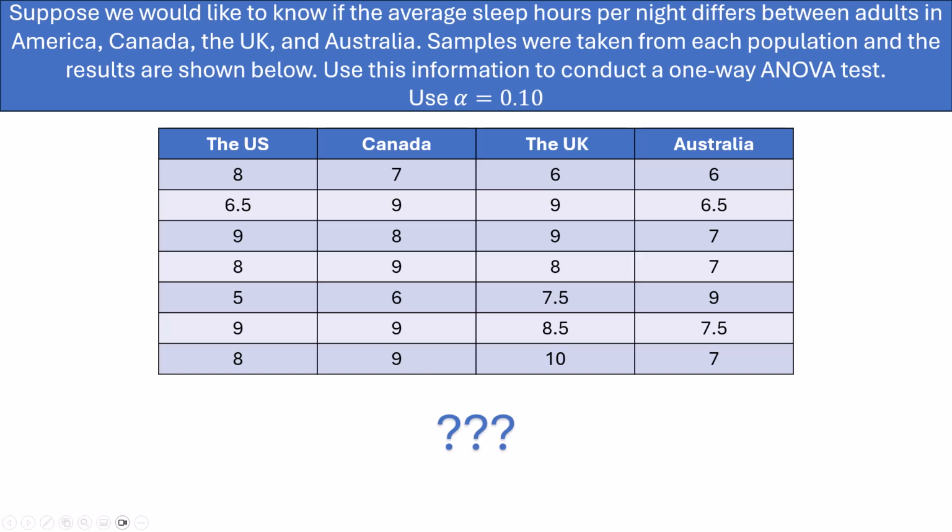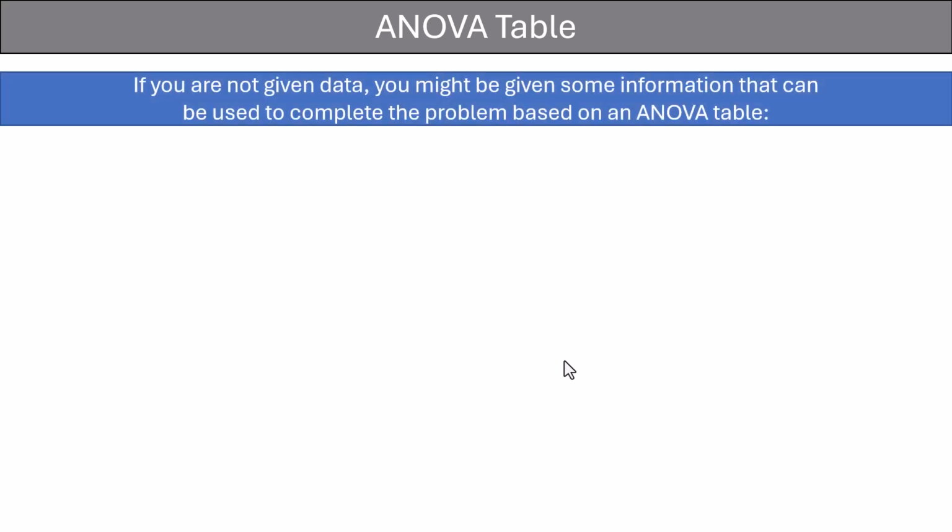Okay, assuming that you have given that a try and finished this, we will go on to thinking about how to complete these problems when we don't have the data to just plug into our calculator. So if you're not given the data, you might be given some other information that can be used to complete the problem based on what is called an ANOVA table.